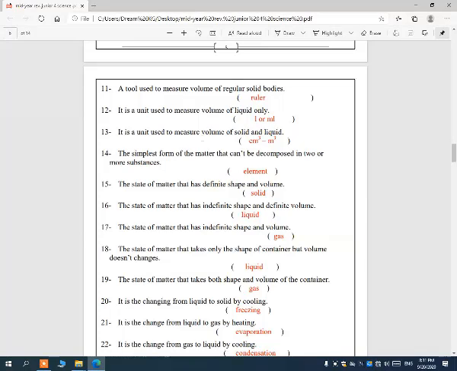Number 14. Simplest form of matter that cannot be decomposed into two substances or more. It will be what? Element.